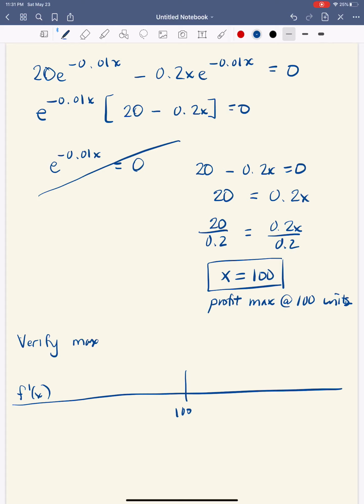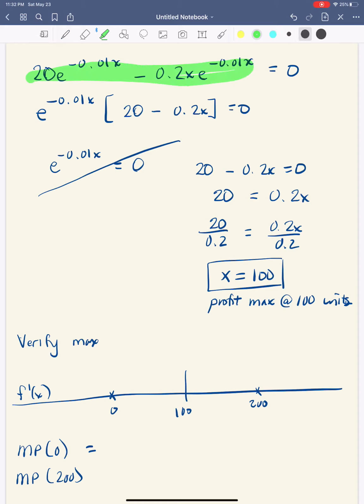So we're going to plug something in to the left of 100. What better number to use than 0? And something to the right of 100, we could use 101. I'm just going to pick 200 because it's 100 units away. So if we find the marginal profit at 0, and if we find the marginal profit at 200, well, let's look back at our marginal profit function. That was this right here, right? Or we could use the factored form, which might be a little bit easier to use.